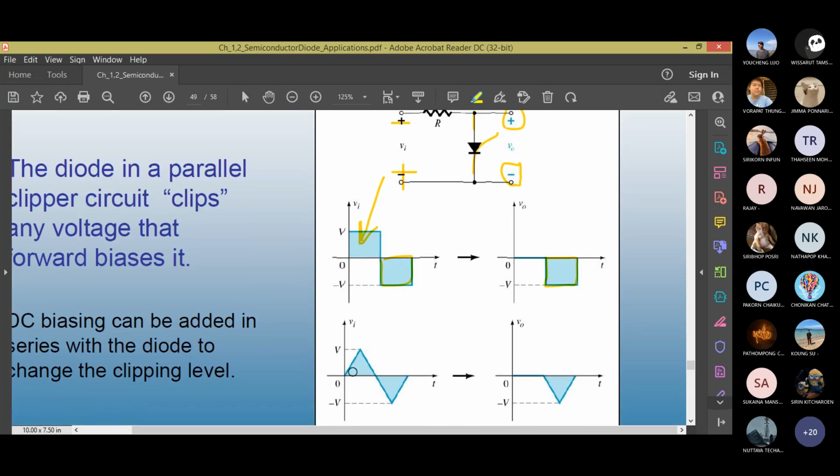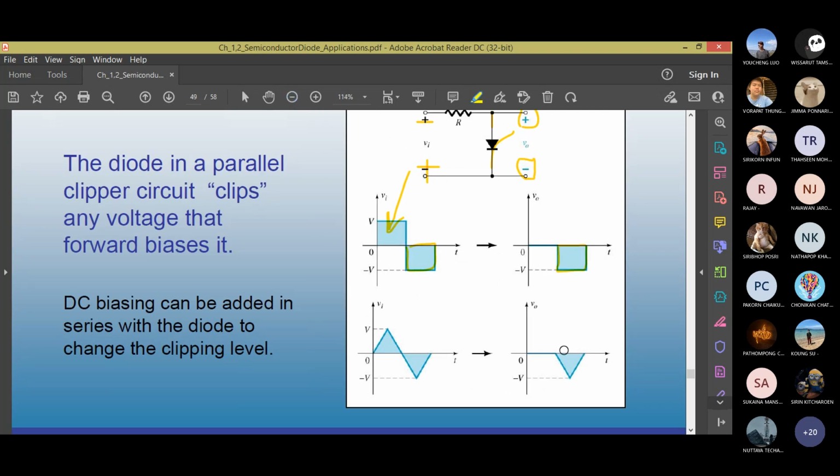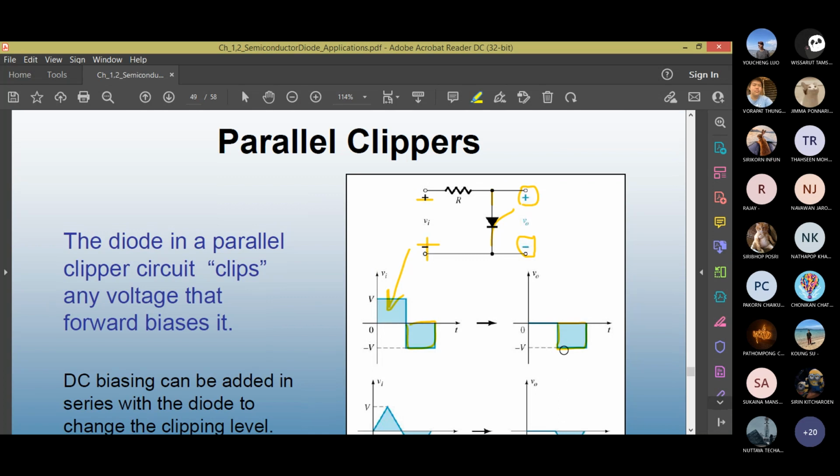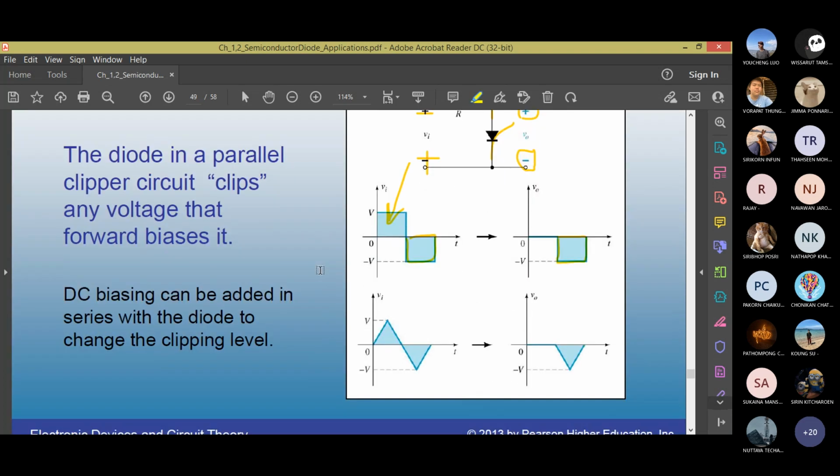Doesn't matter if you take a triangular voltage or a sine voltage with the parallel clipper, the idea is the same. Can we have a biased parallel clipper same as a biased series clipper? Of course we can have. But make sure when you add the DC bias, additional DC, in order to change the level, you have to put the DC in the same node with the diode. Don't put the DC on the input side.